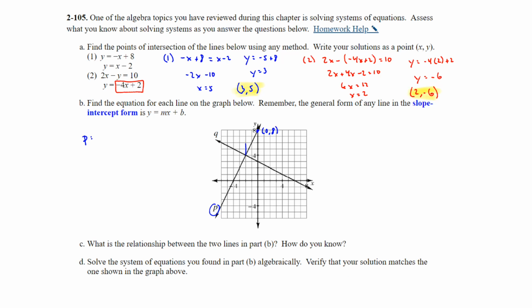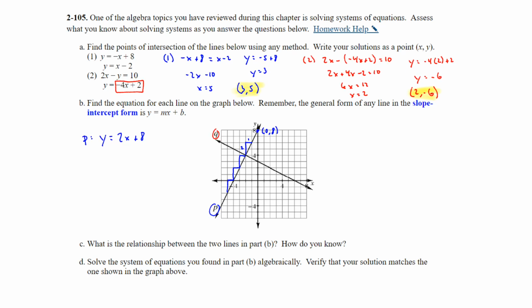It looks like it goes up 2 and over 1. And so, once again, up 2 over 1. It looks like if I keep doing this, I still get the same thing. So it looks like my slope is 2 with a y-intercept of 0, 8. So we got y equals 2x plus 8.